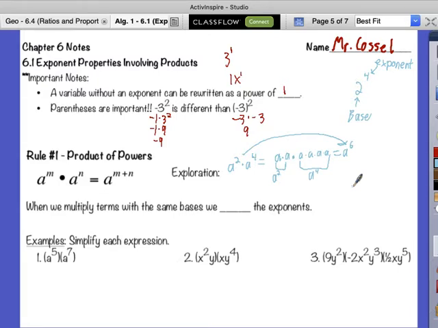Pretty neat. So for the bottom ones, you literally do the same thing. So when we multiply terms with the same bases, we add the exponents. Very good.